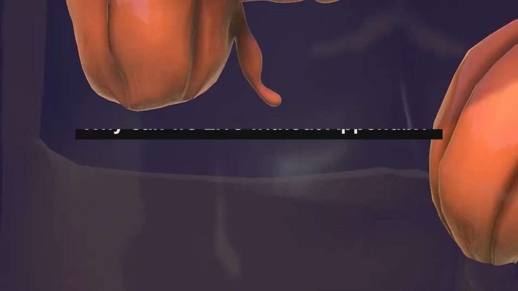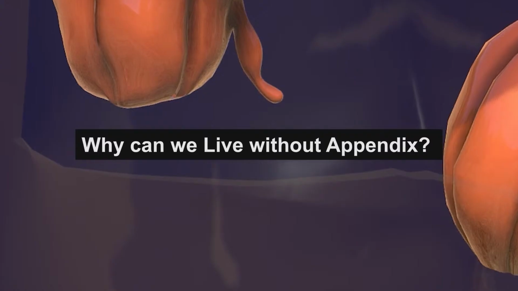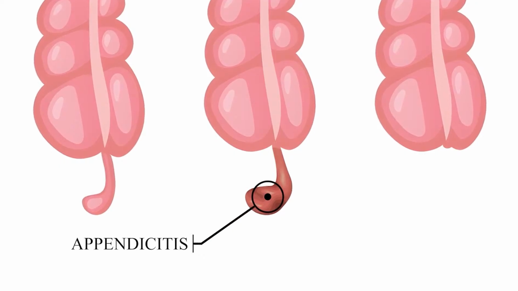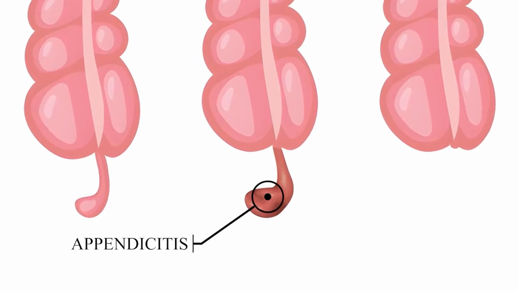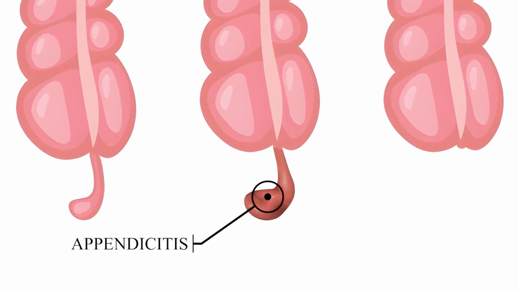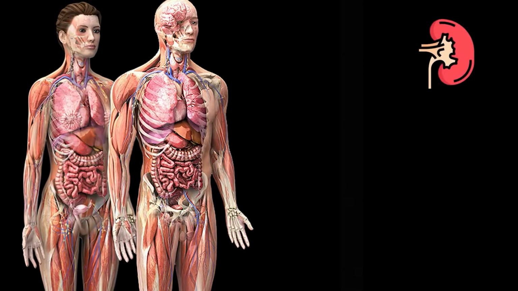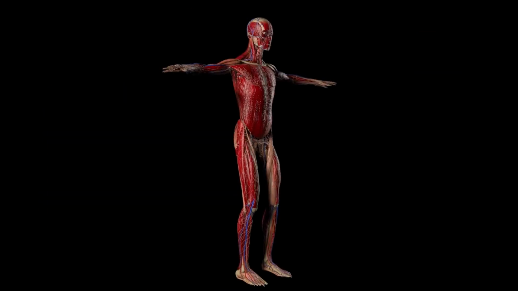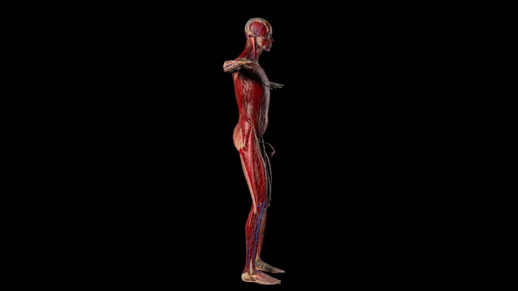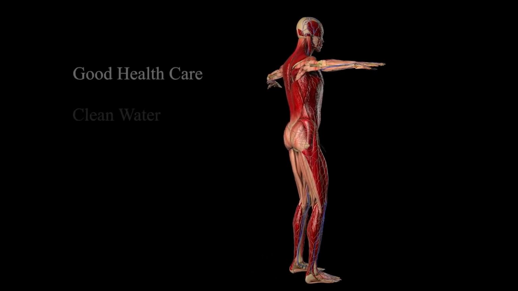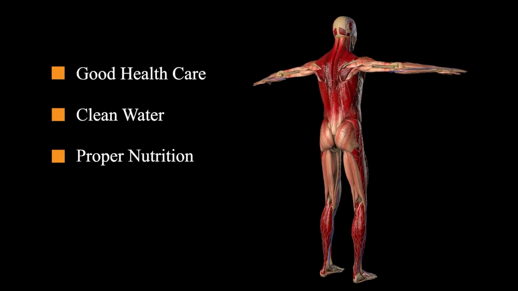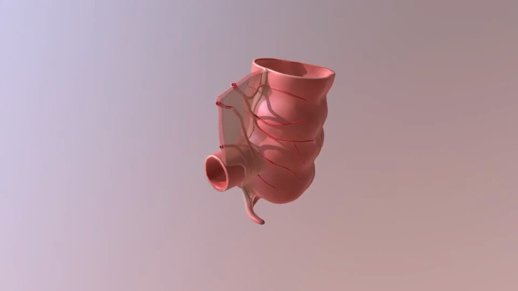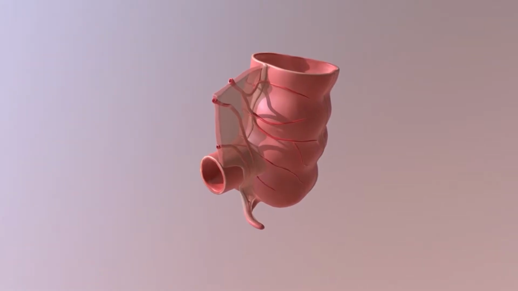If it's useful, why can we live without it? This is a great question. Yes, you can live without the appendix, and many people do, especially those who have had appendicitis and needed surgery to remove it. That's why some people think it's not important. But just because you can live without something doesn't mean it has no purpose. For example, people can live without one kidney, tonsils, or even their gallbladder, but those organs all do helpful things. The body is amazing because it can adapt and compensate when one part is removed, especially with good health care, clean water, and proper nutrition. However, in places where people don't have access to clean water or medical care, the appendix might play a more important role in gut health and recovery from infections.